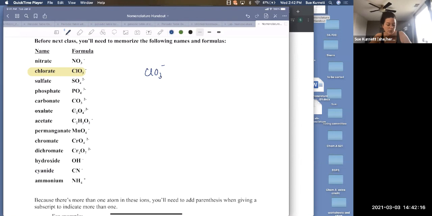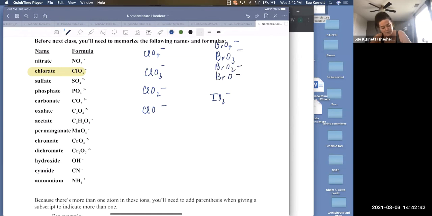And once you know chlorate, you also know perchlorate, chlorite, hypochlorite, and even things about bromine, bromate, and iodine, iodate, perbromate, bromite, hypobromite. So there's a system of naming that we're going to use in this class, and whether you go on to 1A or 2A.